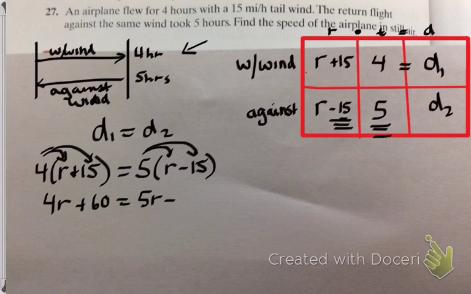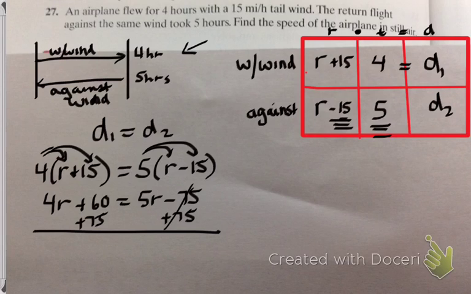5R minus 75. That's why you have to draw the picture. Did you see what we talked about yesterday? Okay, and now let's add 75. Add 75. This equals 135. And then I'm going to subtract 4R, and we are left with R.